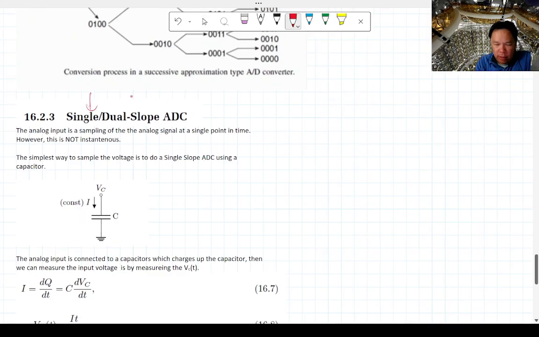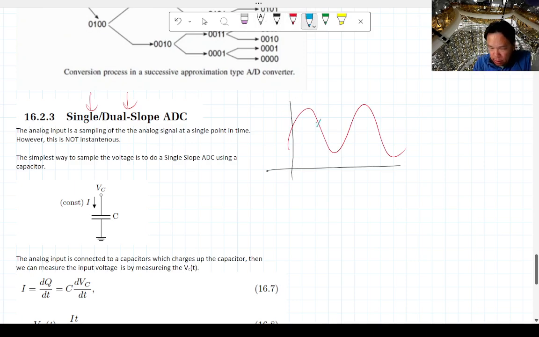There's also the single versus dual slope ADC. This is really neat because when you're sampling your signal, this signal here is not staying constant. And we're going to talk about something called sample and hold, which allows you to hold this for a microsecond so you can actually read it out. But the important thing is that when you're sampling, this doesn't happen instantaneously.